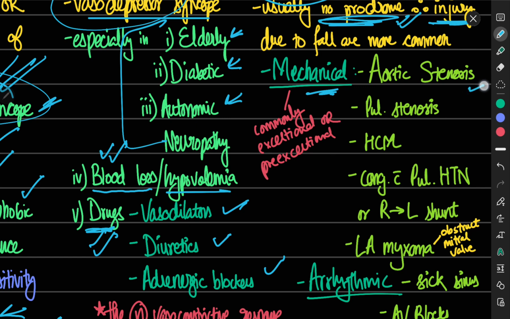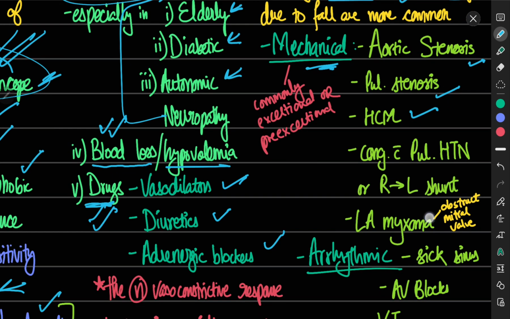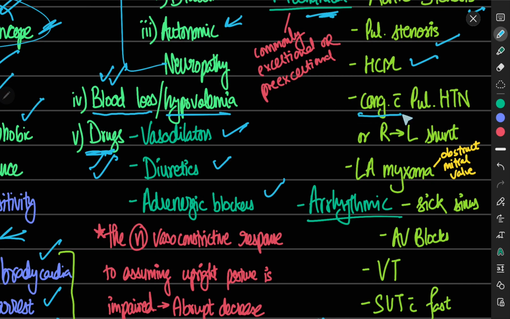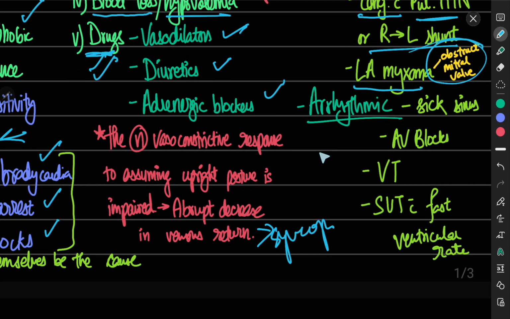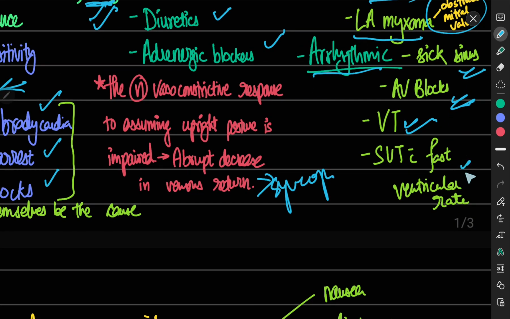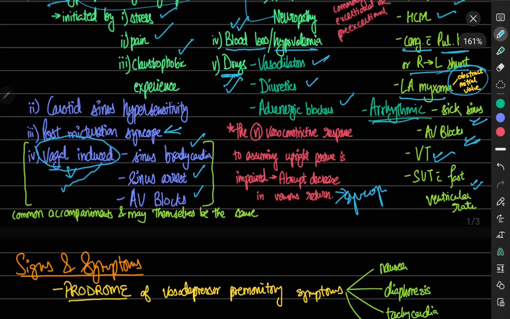Mechanically, the patient can have aortic stenosis, outflow obstruction, pulmonary stenosis, hypertrophic cardiomyopathy, congenital heart disease with pulmonary hypertension or a right to left shunt, or there can be a left atrial myxoma causing an obstructive ball valve mechanism. It can be arrhythmogenic. We can have sick sinus, AV blocks, ventricular tachycardia, or supraventricular tachycardia with a fast ventricular rate.